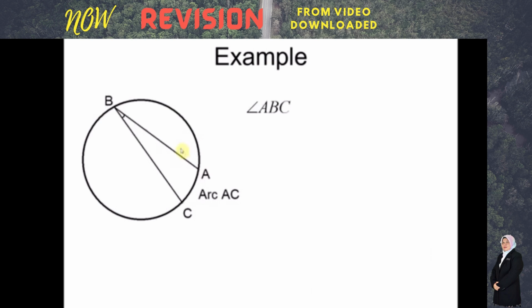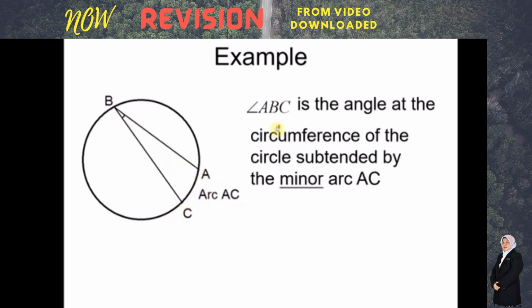How about this? Can you describe the angle ABC? Okay, so angle ABC is the angle at the circumference of a circle subtended by the minor arc AC.